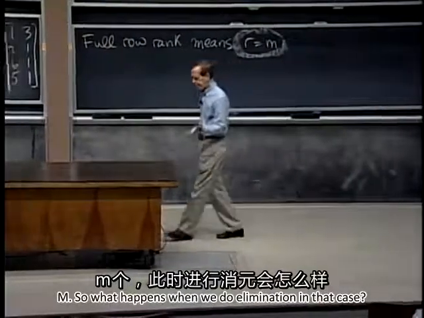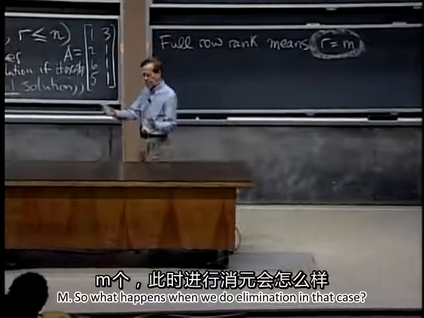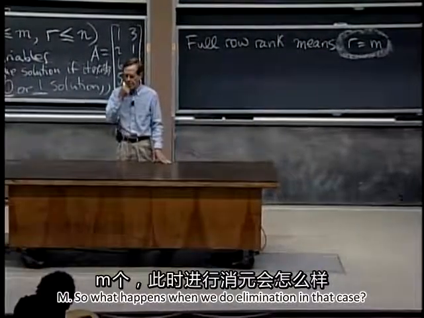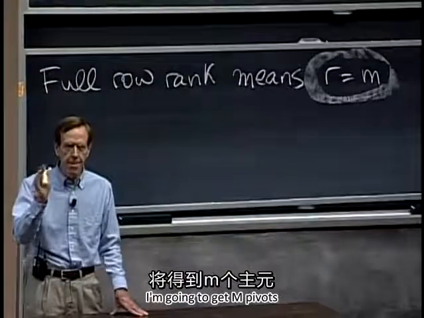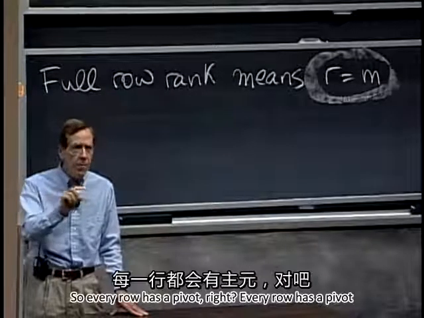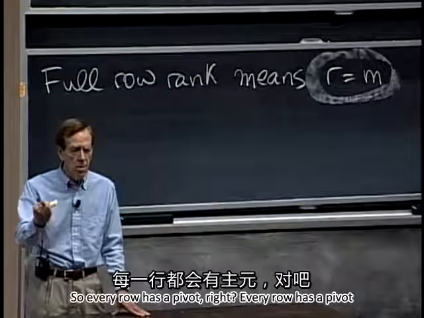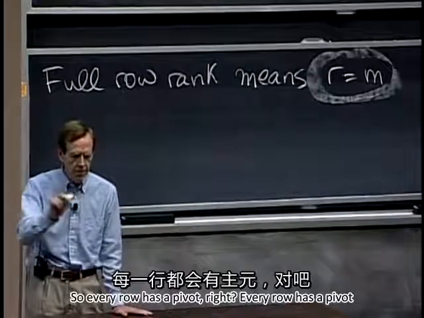So what happens when we do elimination in that case? I'm going to get m pivots. So every row has a pivot, right? Every row has a pivot.